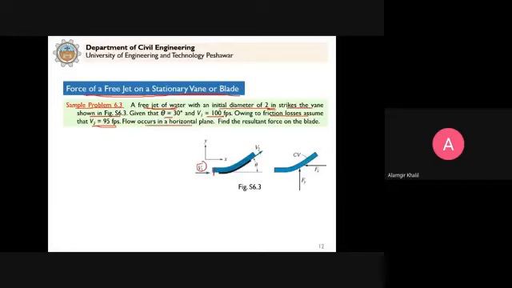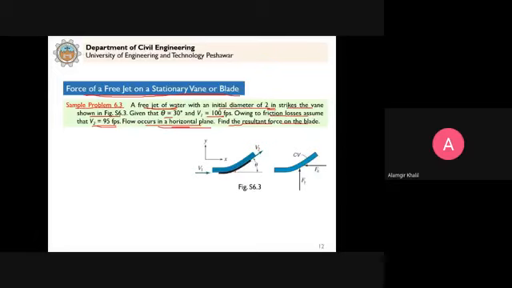And flow occurs in a horizontal plane. It means the XY plane is horizontal. Why? For this case, we can neglect the weight of the fluid. So for simplicity, we consider the flow to occur in a horizontal plane, because if you consider a vertical plane, then the weight of the fluid needs to be considered for accurate analysis. Find the resultant force on this blade. So on this blade or vane, how much is the resultant force acting, that we need to calculate.